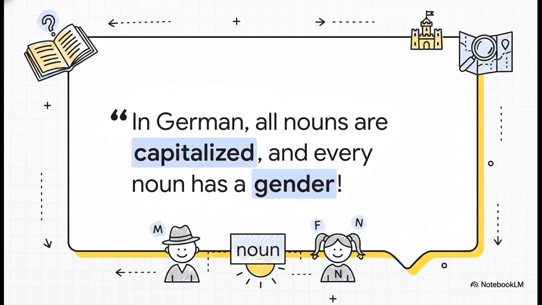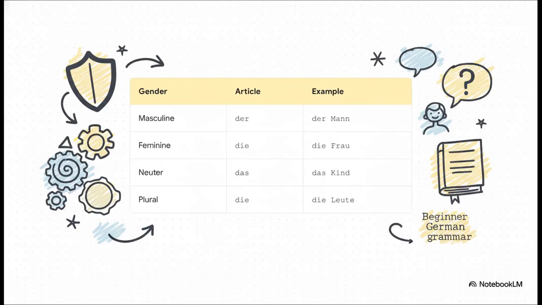And just as important, every noun has a gender. It's either masculine, feminine, or neuter. Getting this idea down is the key that unlocks everything else. And those genders are what tell you which word for the to use. You've got der for masculine nouns, die for feminine, and das for neuter.